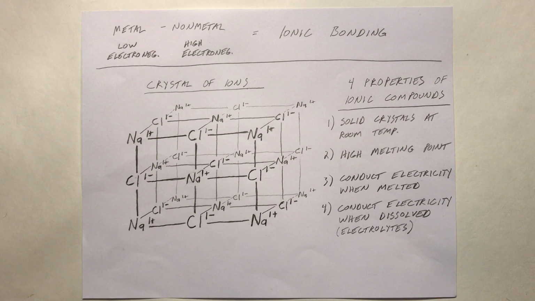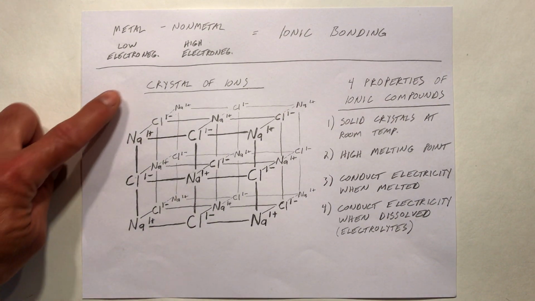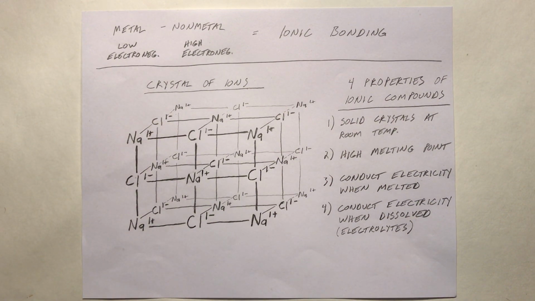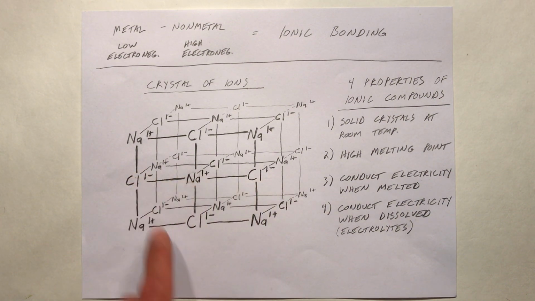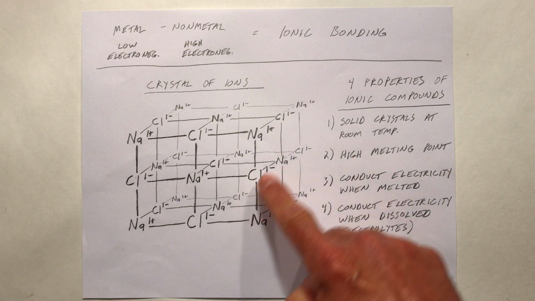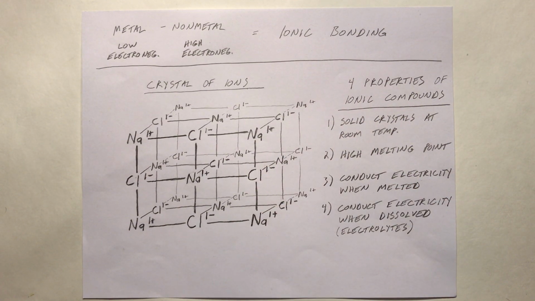The result is an ionic compound that's made of a crystal of ions. Consider this drawing I have here for a sodium chloride crystal. The positive sodium ion is ionically bonded to a negative chloride ion, and that's ionically bonded to another positive sodium ion, ionically bonded to another chloride ion, and so on. And we get this three-dimensional structure known as a crystal.